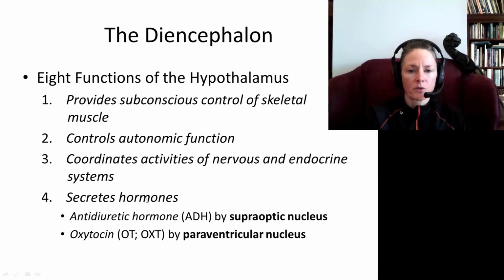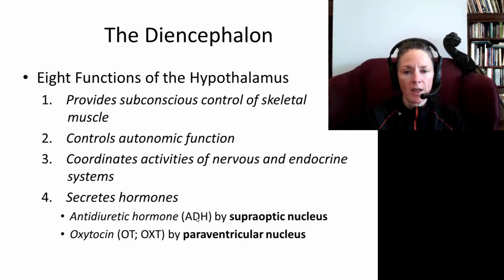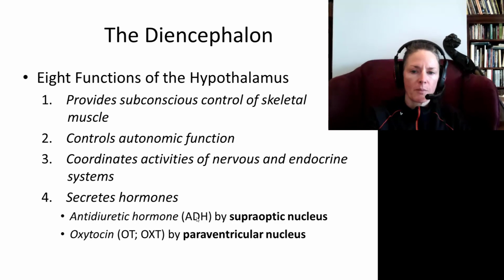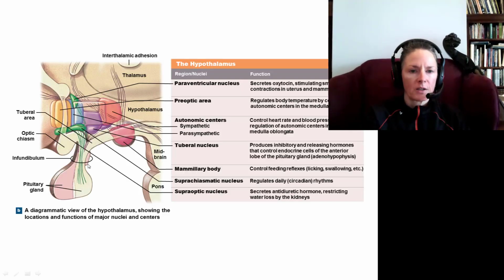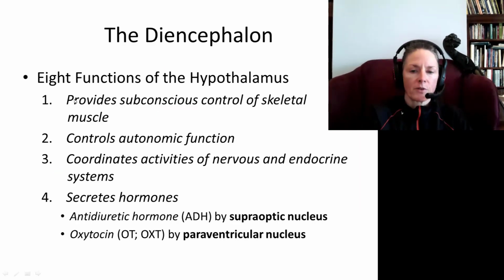We will see that it secretes the two hormones that we already talked about, antidiuretic hormone, also known as vasopressin. This is secreted by the supraoptic nucleus, and that is right here. Then we have our oxytocin secreted by our paraventricular nucleus, which, as the name implies, is around that third ventricle.